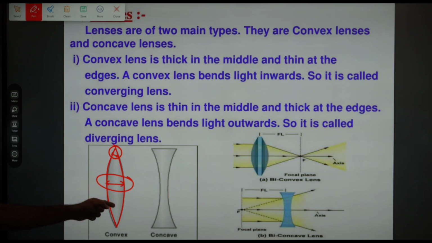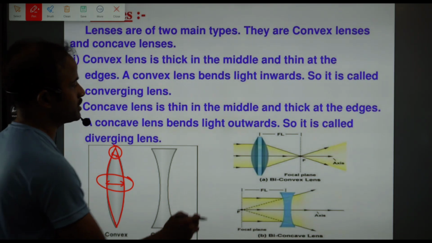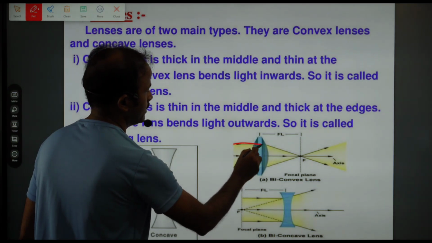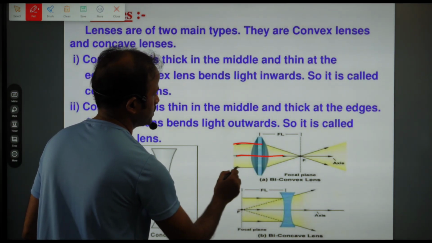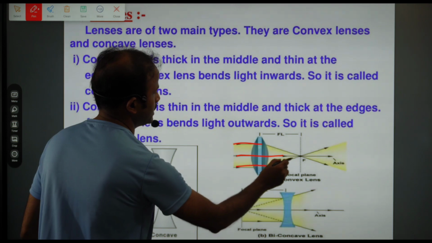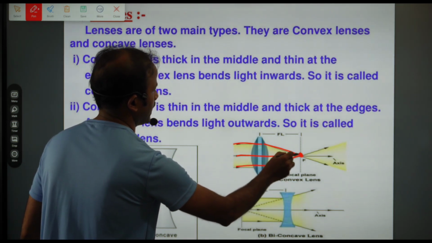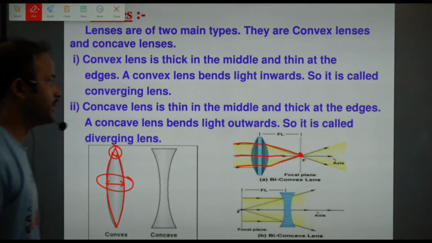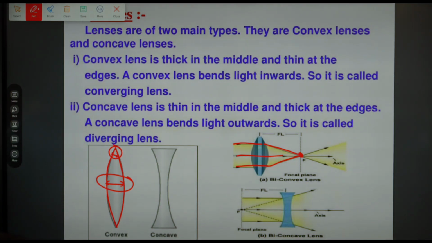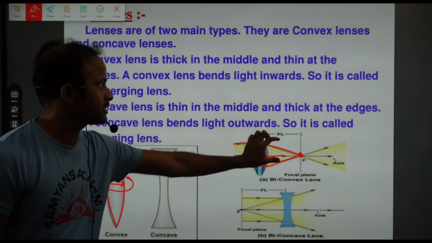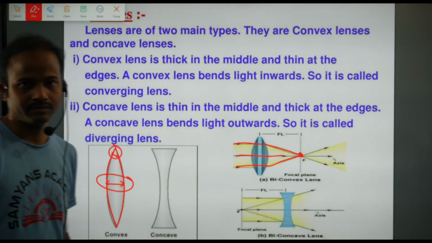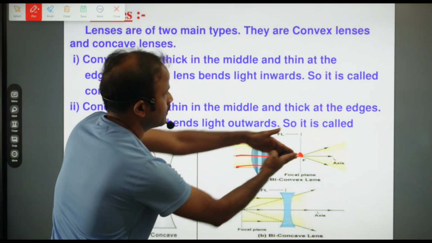A convex lens bends light inwards. Suppose light is passing through this convex lens, what will happen? Now you see the light bends towards the inside, like this. They are meeting at F. When light passes through the convex lens, it bends inwards, like this.